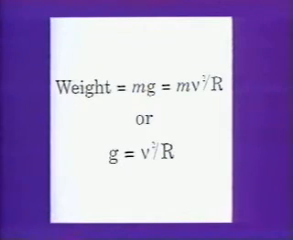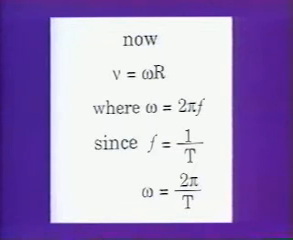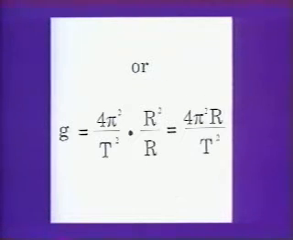Equating the weight of the liquid, mg, to the centripetal force, mv squared over r, we obtain that g, the acceleration of gravity, should directly be v squared over r. We know that the speed of the wheel is its angular velocity omega times the radius. Omega is 2 pi times frequency, and since frequency is 1 over period, substituting omega in for the velocity, one finds that the acceleration of gravity should be 4 pi squared times the radius divided by the square of the period.